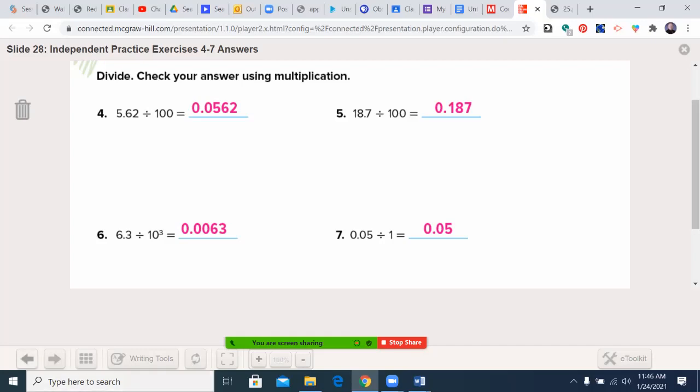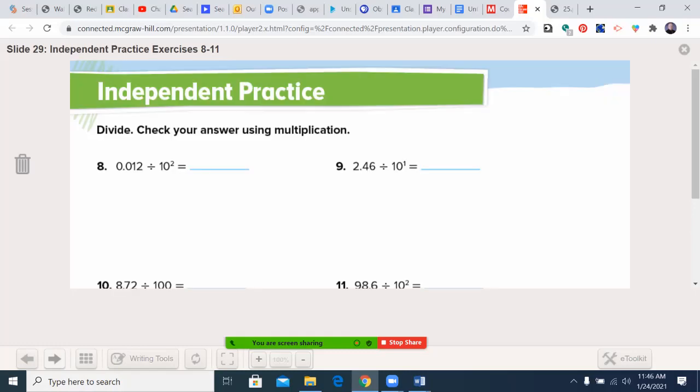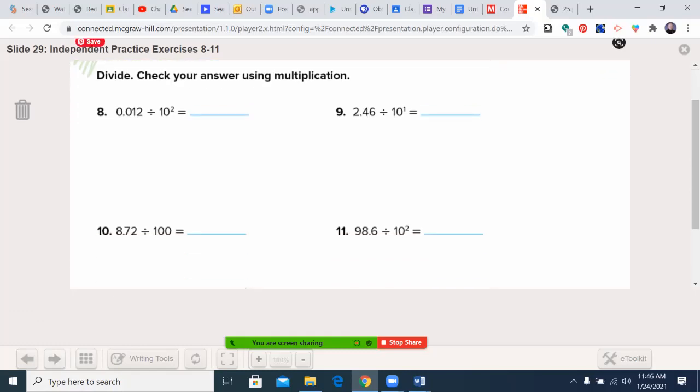Kind of like the identity property of multiplication. All right, let's go ahead and practice just a few more. I'd like you to do these 4 and pause the video. And when you're done, come back. You may pause the video now.